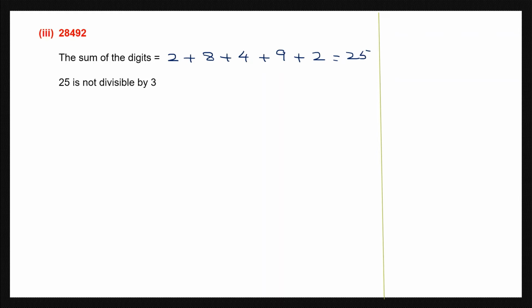Question 3. 28,492. Is this divisible by 3? So first we have to find the sum of the digits, we need to add up. So 25 is not divisible by 3. Therefore, 28,492 is also not divisible by 3.